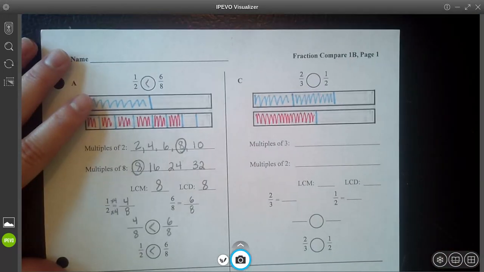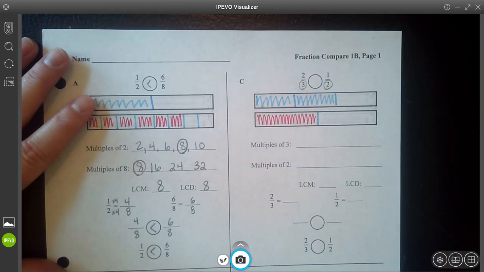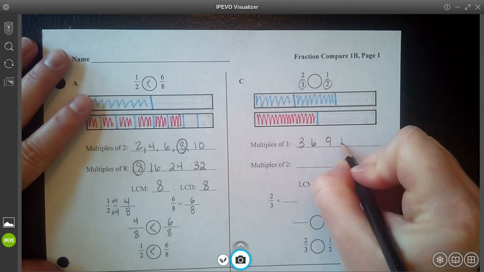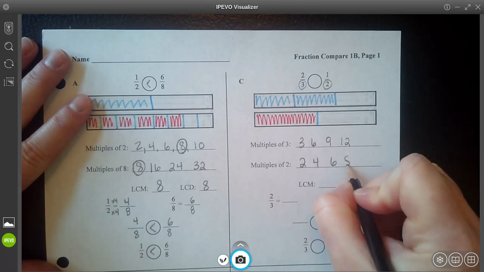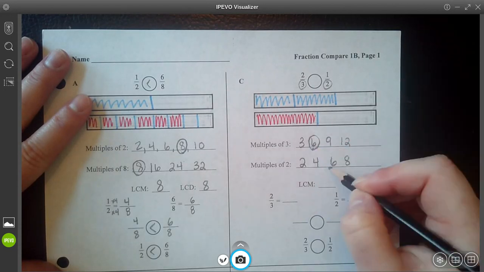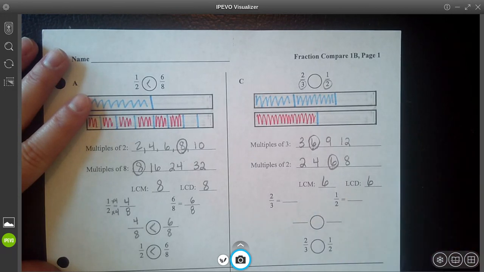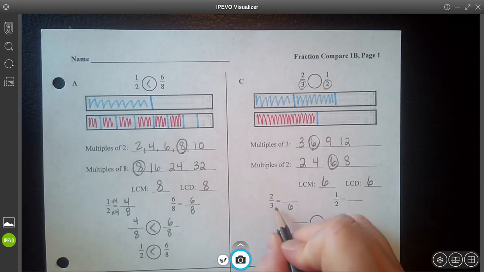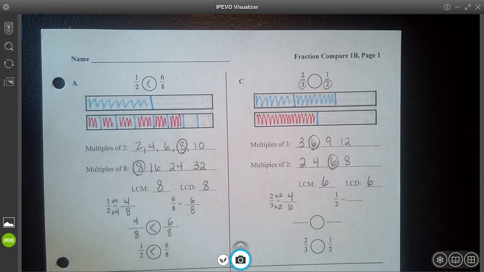Another example. We have 2/3 and 1/2. So we have thirds and halves. Multiples of 3: 3, 6, 9, 12. Multiples of 2: 2, 4, 6, 8. The least common multiple they have is a 6. So our least common multiple is 6. Our least common denominator is 6. Well, let's turn 2/3 into 6. 3 times 2 is 6. I'm going to multiply the numerator by the same thing. 2 times 2 is 4.